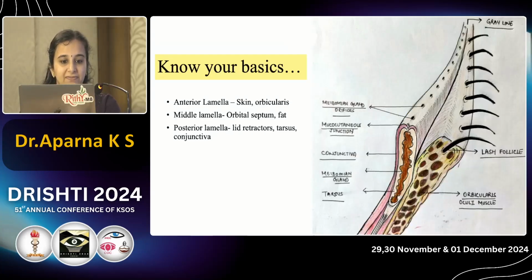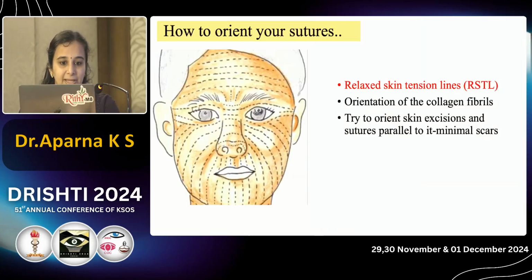And then we have to check whether it is involving the anterior lamella, that is skin and orbicularis, then posterior lamella, retractors and tarsus and conjunctiva, or if it is involving both the lamellae, then we have to do separate suturing for each lamella.